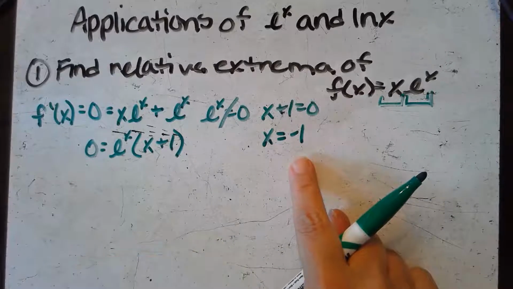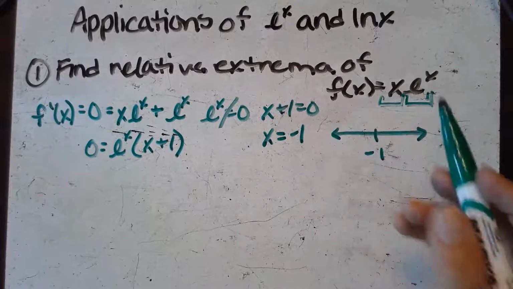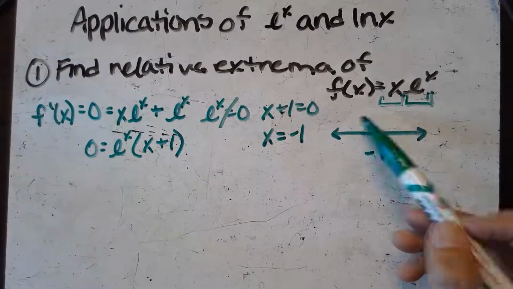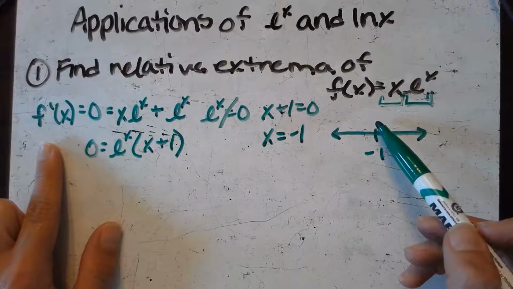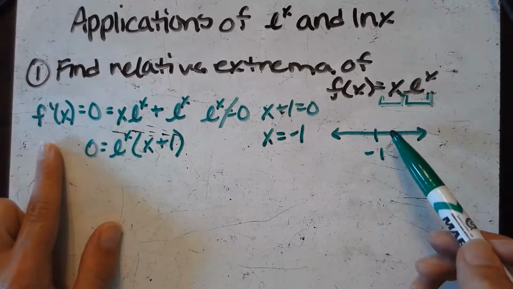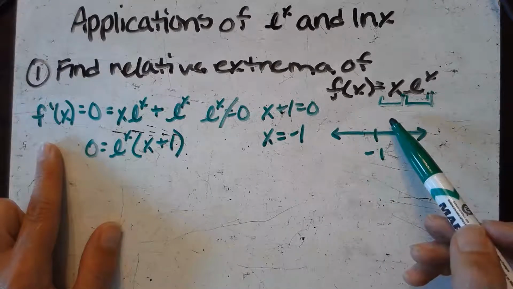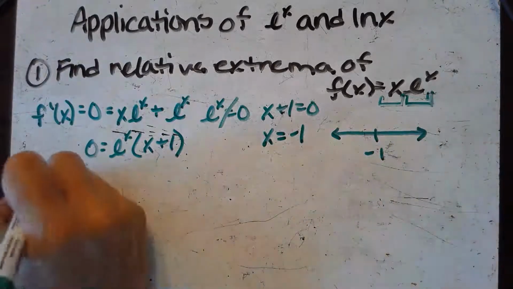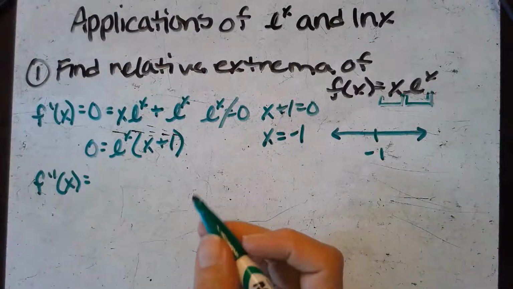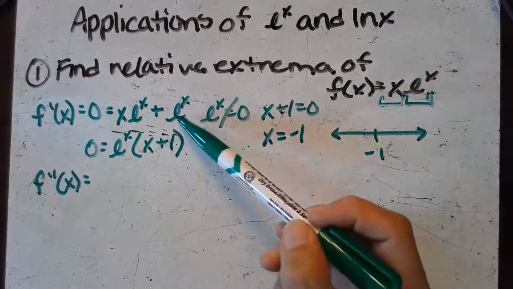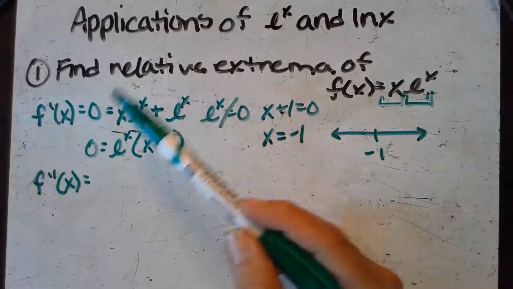Now, I can figure it out on a sign line, and I can put negative 1. I can see, is this positive or negative for the first derivative? If it goes from positive to negative, it's going to be a max. If it goes from negative to positive, it's going to be a min. The other way we did it was through the second derivative. So you can take the derivative at either point. You can take it here or you can take it here. I'm just going to do it up at the top.